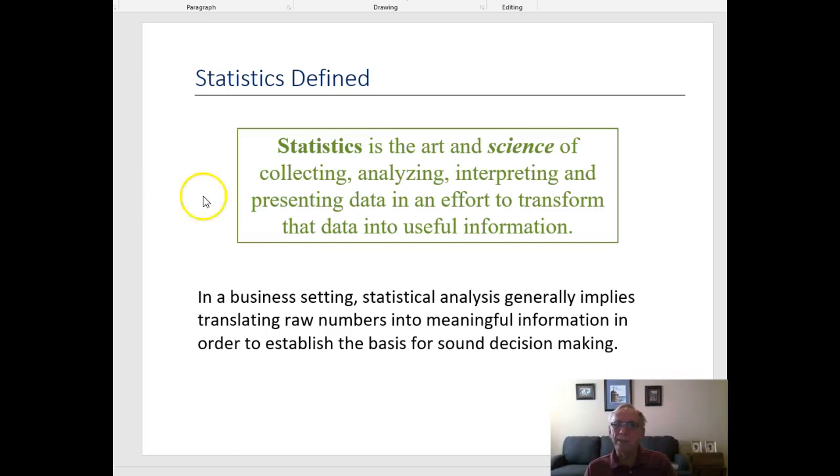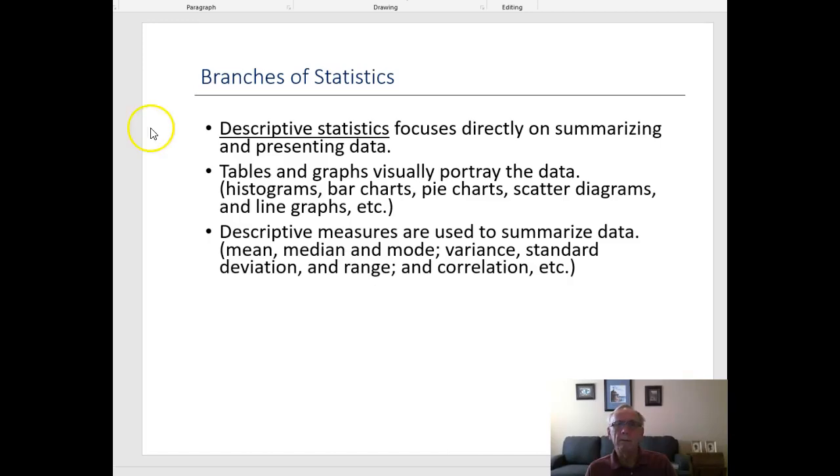What is statistics? As we've defined here, it's the art and science of collecting, analyzing, interpreting, and presenting data so that it's in a format that's useful for us in the business world. We're going to talk about two types of statistics, two branches of statistics. We're going to talk about descriptive statistics. That focuses directly on summarizing and presenting the data.